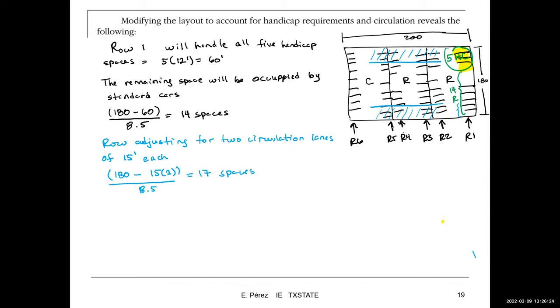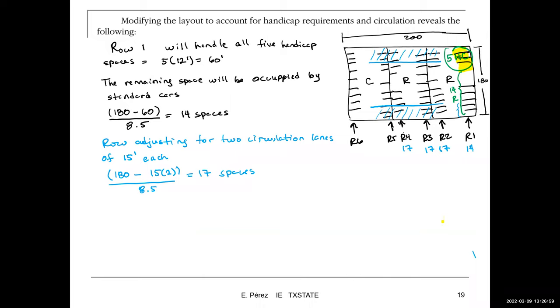So for the regular lanes, this one will hold 17 spaces. This one will hold 17 spaces. And this one will hold 17. For row 1, we're gonna have 14. So for the first one, we have 14 because we have the handicap plus the regular spaces. And then for 2, 3, and 4, we have 17 because we need to adjust for the circulation lanes.